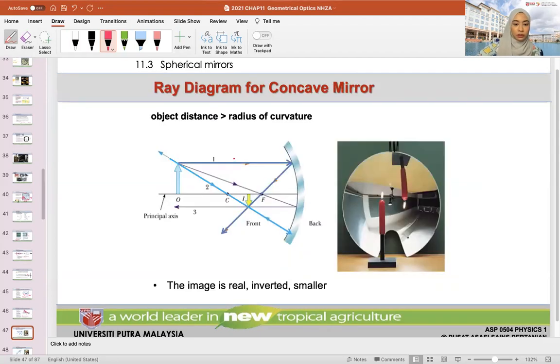So what can we conclude here? If the object distance is greater than the radius of curvature, maksudnya behind C, then what you get is inverted, real. Okay, real sebab di depan mirror. Real, inverted, terbalik, and also smaller. Kecil lah kan? You can already see that it is way smaller than the object.